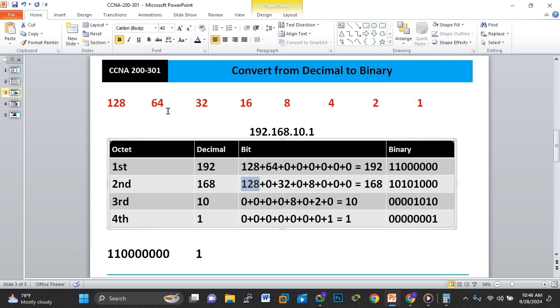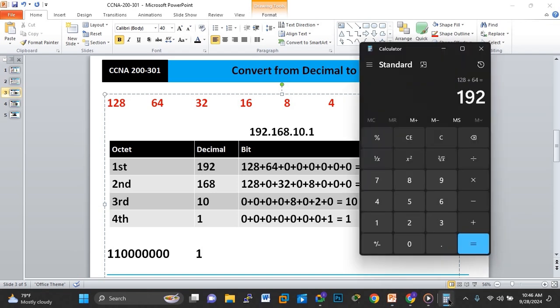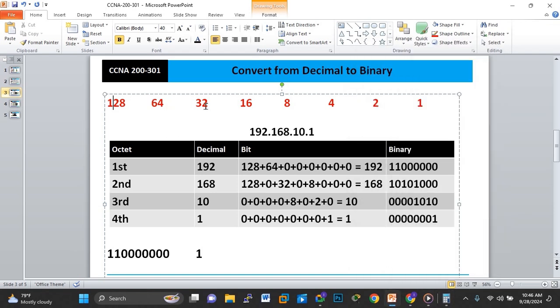The bit is on. But if we now add 128 plus 64, what will happen? It will arrive at 192, meaning 64 is too big. We need to add numbers that will not exceed 168. If you add 64 to this, take note, it will give us 192. So we don't need this 64. We look for another number. Since this 64 is too big, the bit is off.